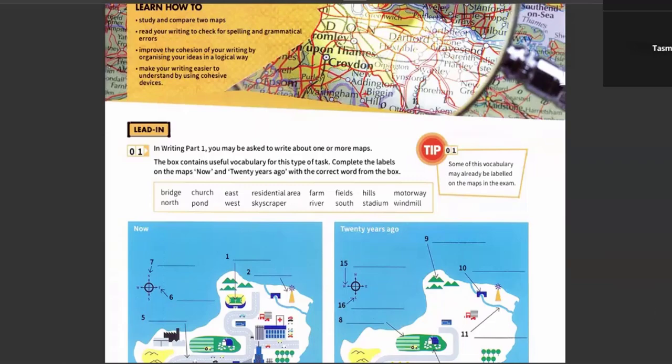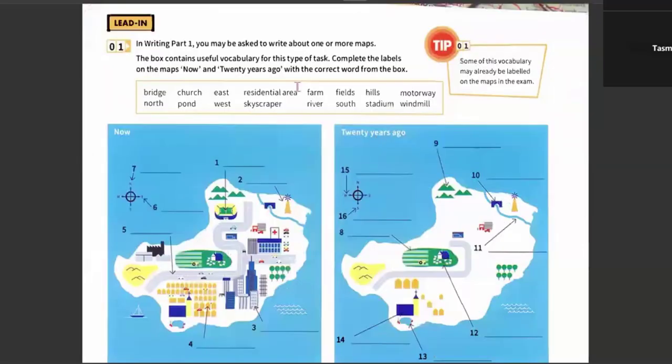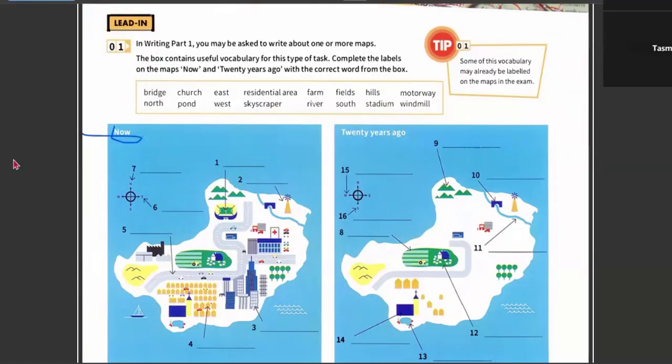Okay, so in activity one, it is written: in writing part one, you may be asked to write about one or more maps. Let's zoom in a bit. Here we can see two maps are given, and one of the maps is of now, and the other one is about 20 years ago. The one on the left side is how the map looks at present, and the one on the right-hand side is what it looked like 20 years ago.